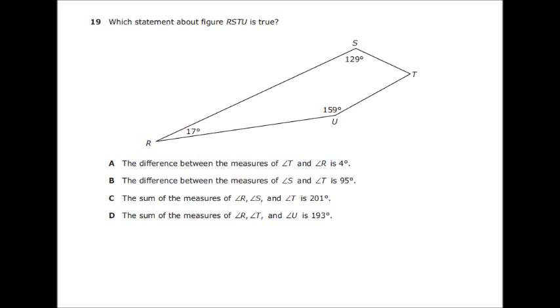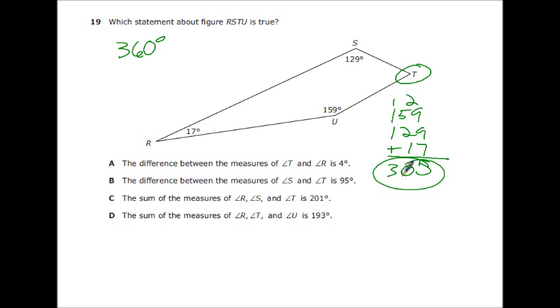Which statement about figure RSTU is true? So we can see here that this is a quadrilateral, and we know that for all quadrilaterals the sum of the angles is 360 degrees. So I need to get angle T right now. I'm going to add up 159, 129, and 17. So 9 plus 8 is 17, plus 7 is 24, carry the 2. 5 plus 2 plus 2 is 9... so it's 305. I subtract 305 from 360, and I get that angle T is 55 degrees.